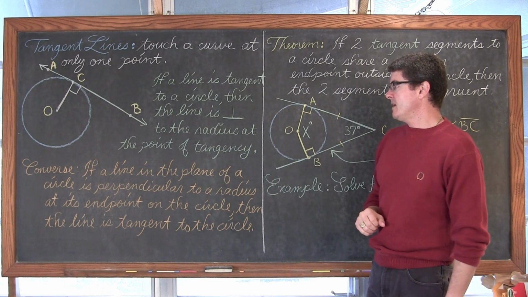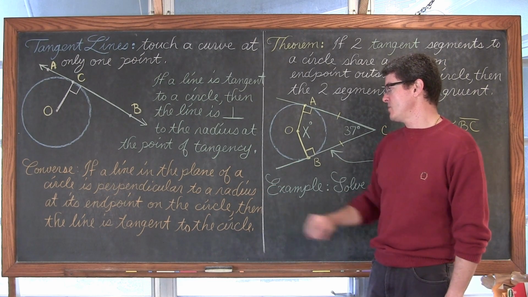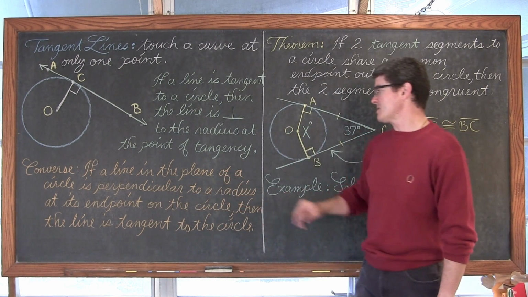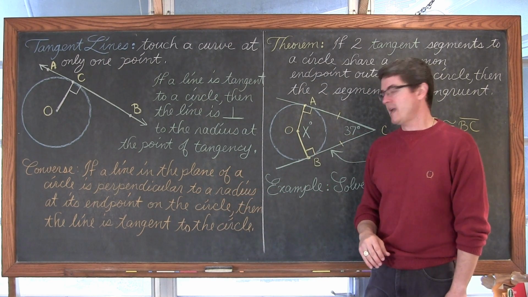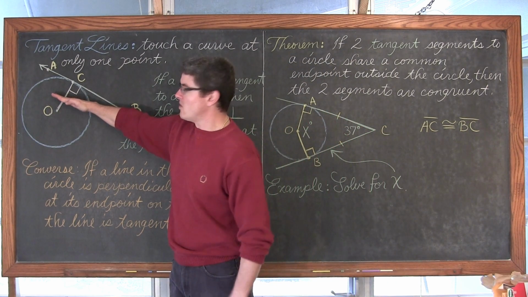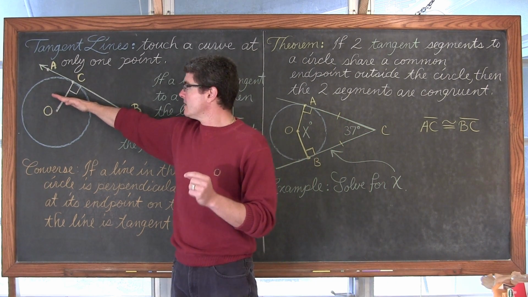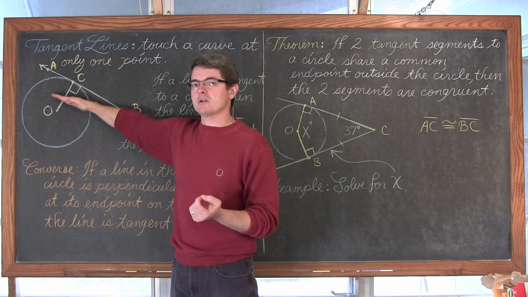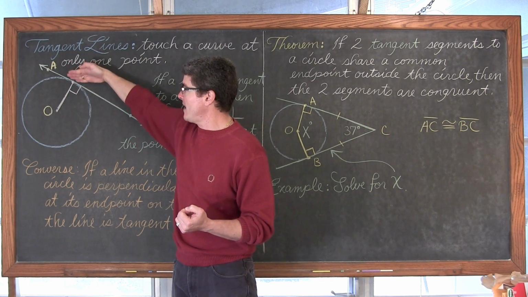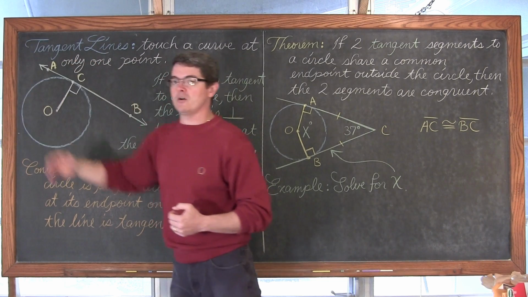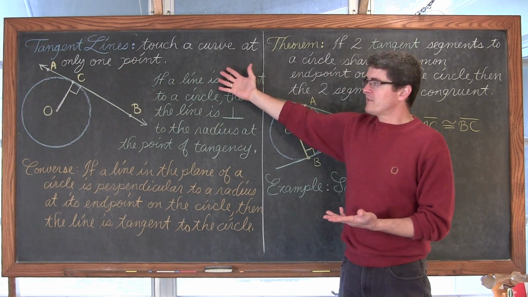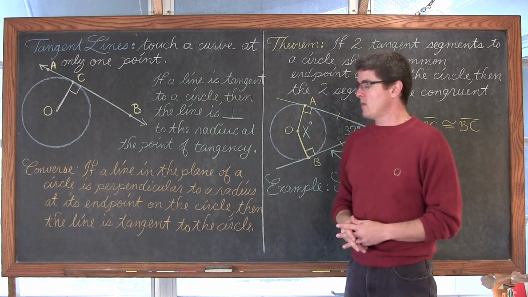If a line in the plane of a circle is perpendicular to a radius at its end point on the circle itself, then the line is a tangent to the circle. So if I draw a line that's perpendicular to the radius, that doesn't automatically mean it's a tangent line. It has to be at the end point of the radius right on the circle itself. So this is basically just our original theorem of tangent lines, and the converse is true as well.